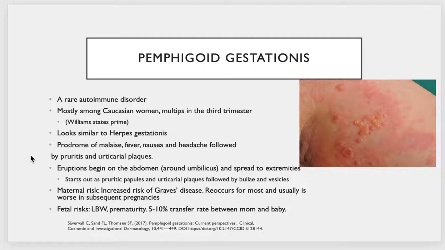So the risk with this one and what we're concerned about: the mom has an increased risk for developing Graves' disease, and it does reoccur for most and is usually worse in subsequent pregnancies. But the big one is low birth weight, which is what most of the literature says. Williams also says fetal growth restriction. Prematurity is another big one that we're worried about. There's about a 5 to 10% risk that this will also get transferred between mom and baby.